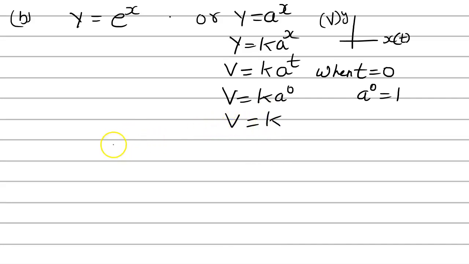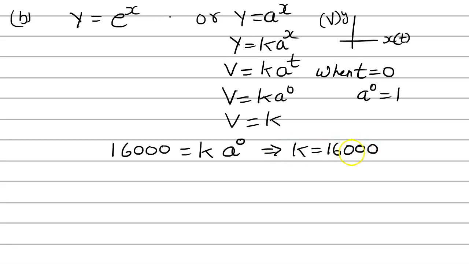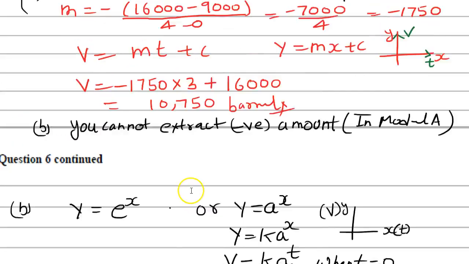Now when volume is 16,000, v is equal to k, a to the power 0. So a to the power 0 is 1. So from here we got k is 16,000.